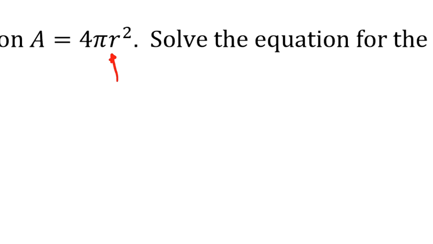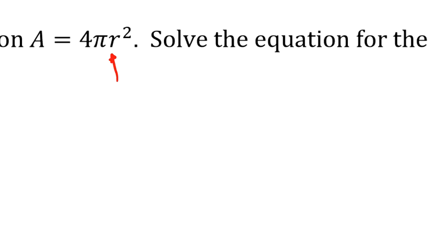Usually when I'm isolating a variable, I do things in the reverse order of operations. So if I was evaluating this expression, I would square r and then multiply by 4 pi. But if I'm trying to get r alone, I would undo them in the reverse order. I would divide both sides by 4 pi and then take the square root.